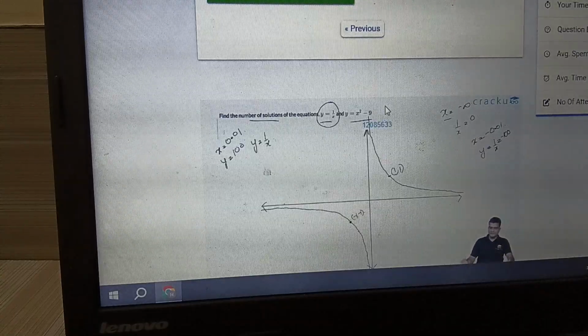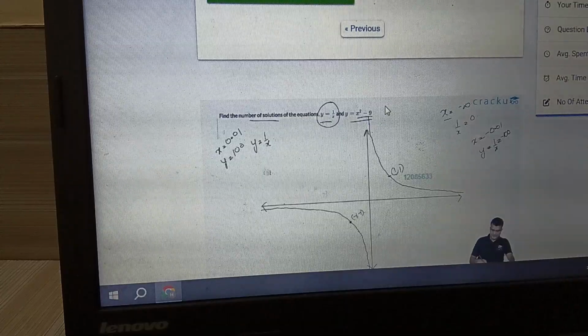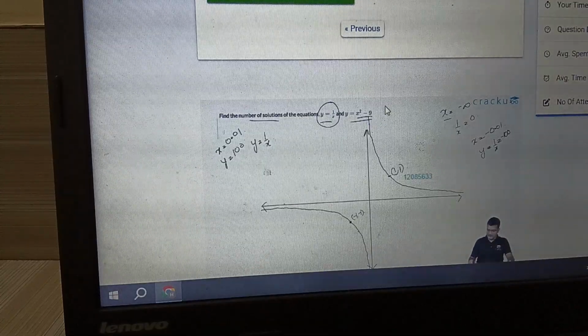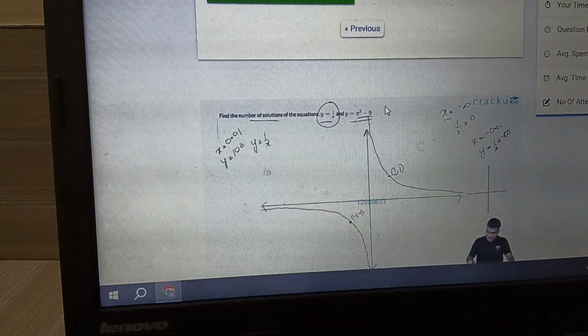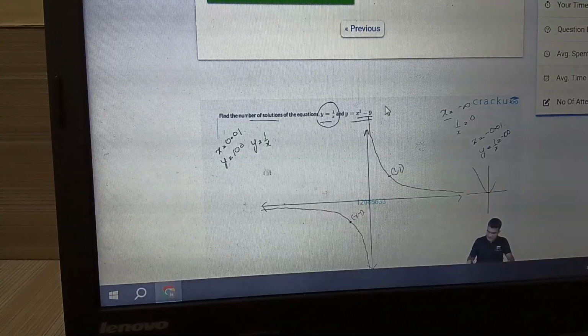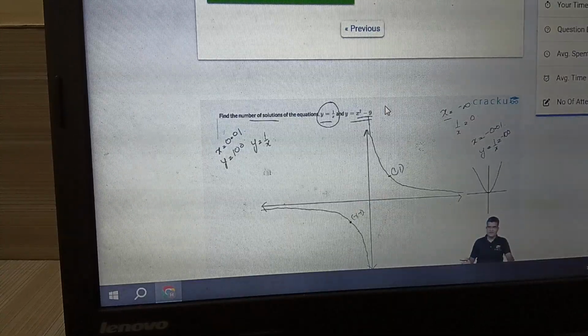Now how does the graph of y is equal to x square minus 9 look? Y is equal to x square is a very simple graph. It is a parabola. It will look something like this. The graph of y is equal to x square will pass through the origin. It is symmetrical around the y-axis, and this is y is equal to x square.